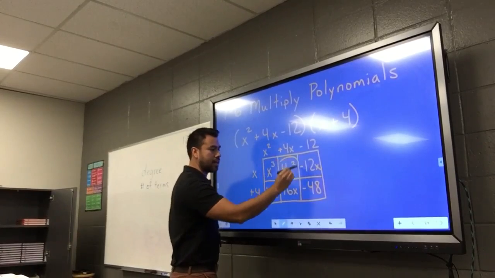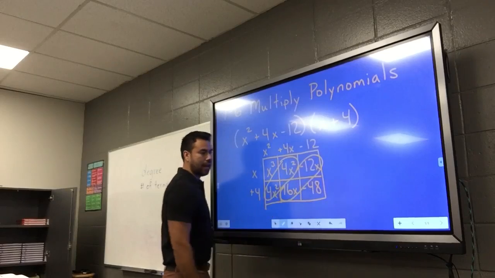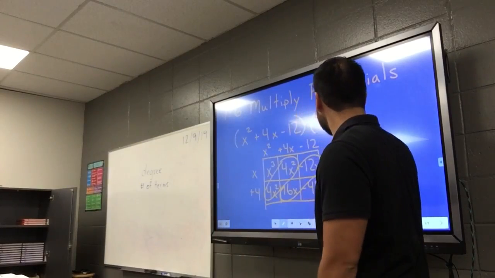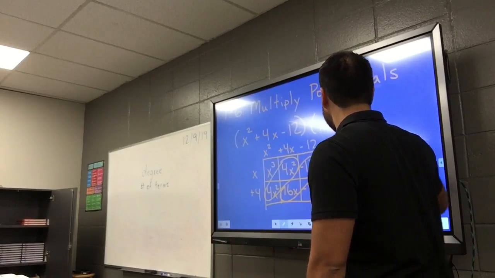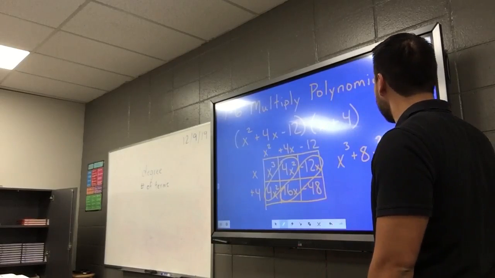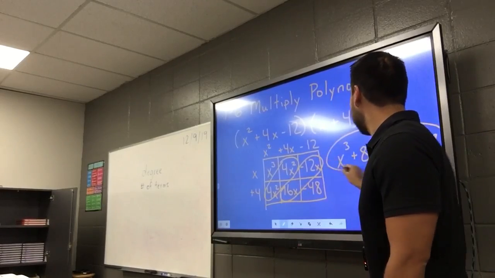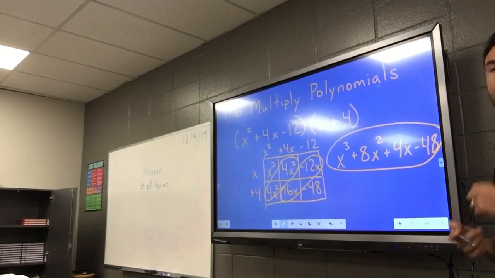The reason I like standard form and I like tabular is because look what I can do. I can combine these two together, and I can combine these two together, and those are my like terms. So I should end up with x cubed plus 8x squared plus 4x minus 48. How do I know that's in standard form? Nelson, how do I know it's in standard form?